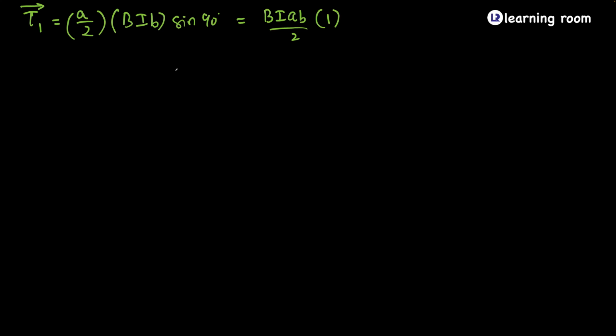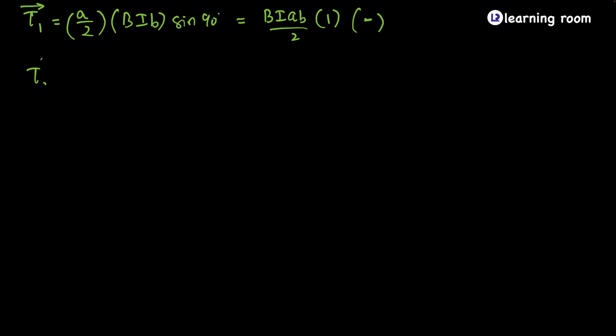Okay. So in this case, what is happening when you see from the top, the coil is rotating clockwise. So it is going to be into the plane. Right. So it is going to be negative. What that negative is, I'll tell you. It is going to be a negative torque.